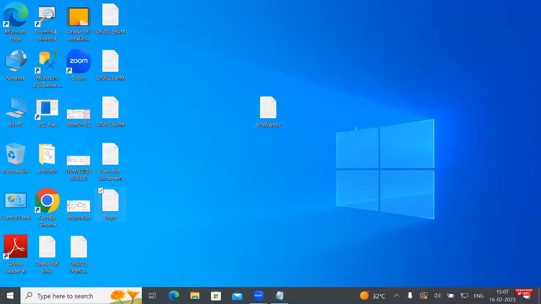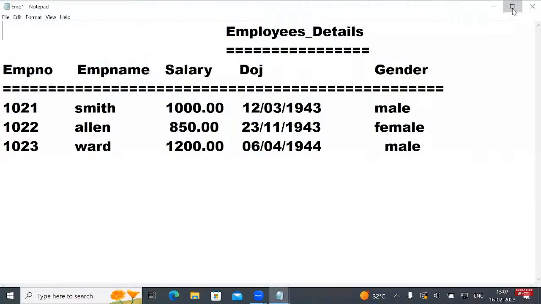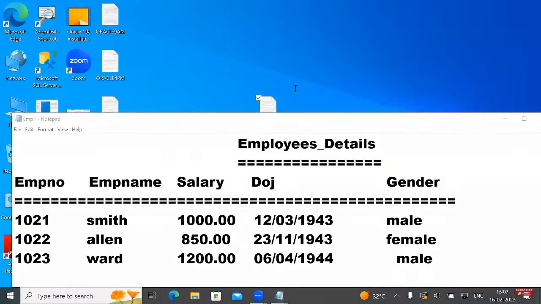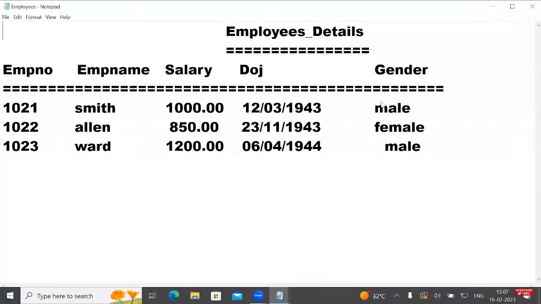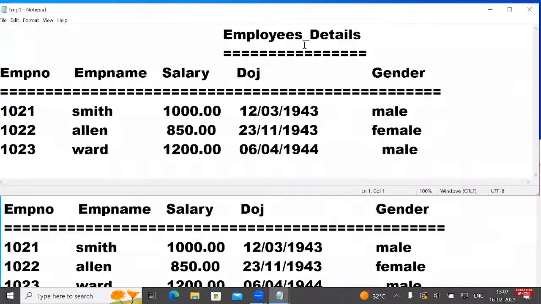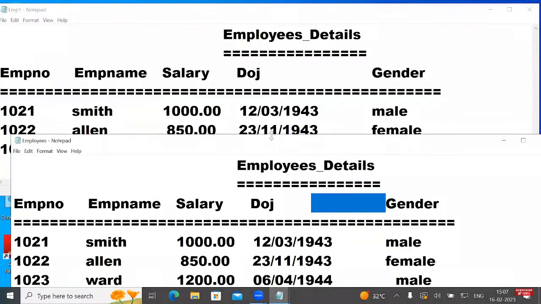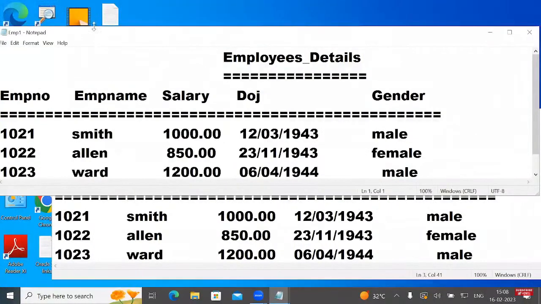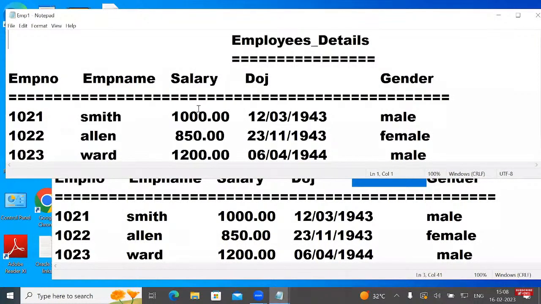Now come out and open these two files. This is one file, whatever it was. Next one, this is another file. So carefully observe now. These are the two files. But can you tell me, in the two files, do you have the same data? Yes or no? Can I say it is duplicate data, duplicate information? Yes or no? So this is one of the drawbacks of flat files.